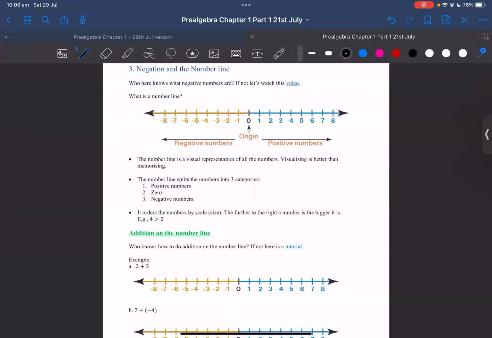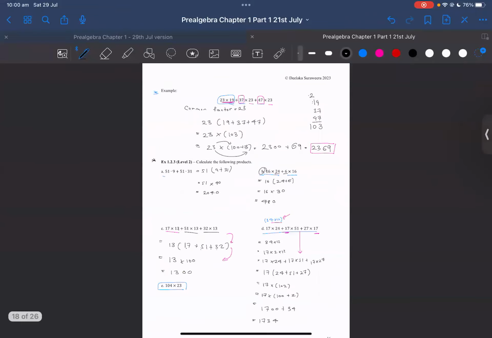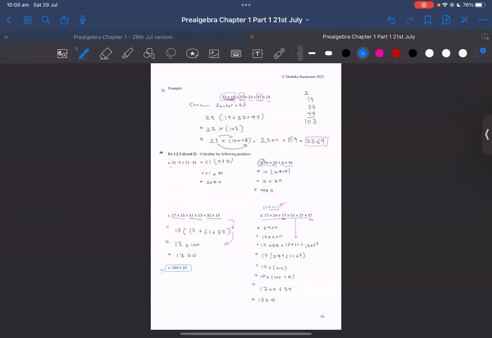All right, we'll get started. We'll go to a new topic now, which is negation and the number line. If you guys can, for homework, do this one as well. This is optional, by the way, but good practice. Part E.